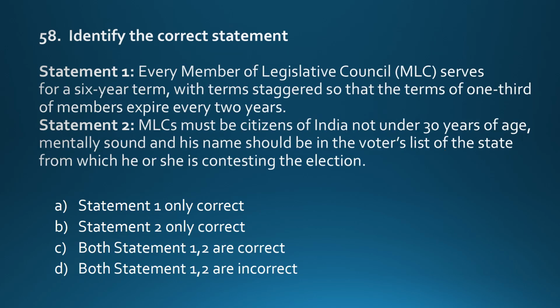Question number 58. Identify the correct statement. Statement 1. Every member of Legislative Council (MLC) serves for a 6-year term with terms staggered so that the terms of one-third of members expire every 2 years. Statement 2. MLCs must be citizens of India, not under 30 years of age, mentally sound, and his name should be in the voters list of the state from which he or she is contesting the election.